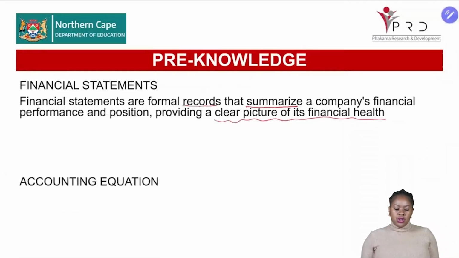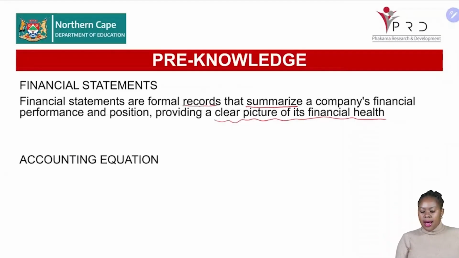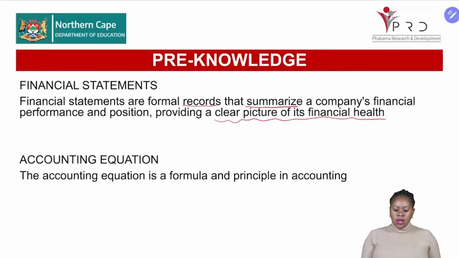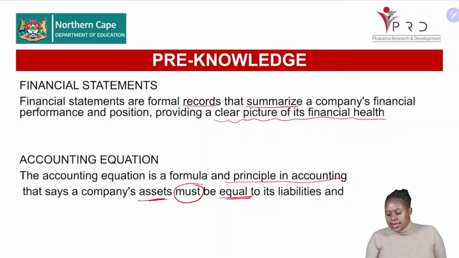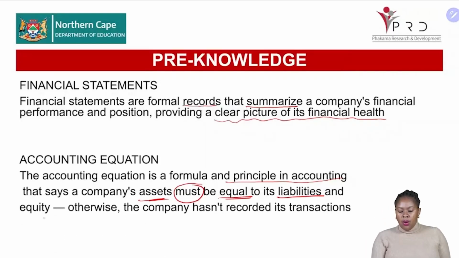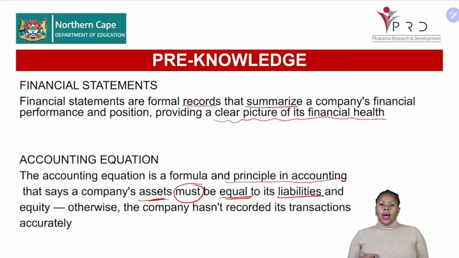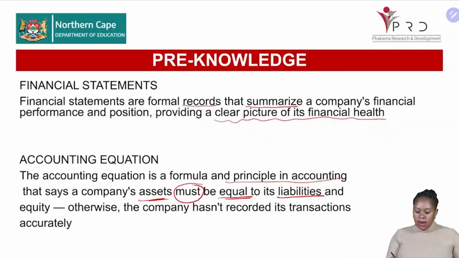All right. Then you also need to be familiar with our accounting equation. Our accounting equation refers to the formula or principle in accounting that says that the assets must be equal to its liabilities added with its owner's equity. Otherwise, the company hasn't recorded the transactions correctly. That is what the accounting equation is all about. Because today we are busy with the statement of financial position, we show you how it actually works in the statement of financial position.